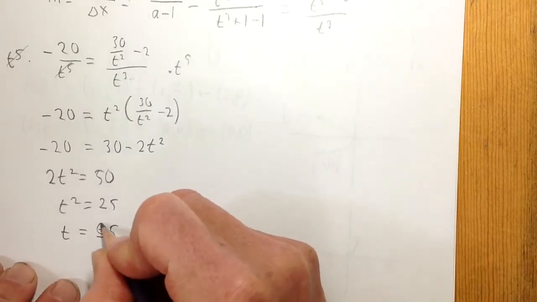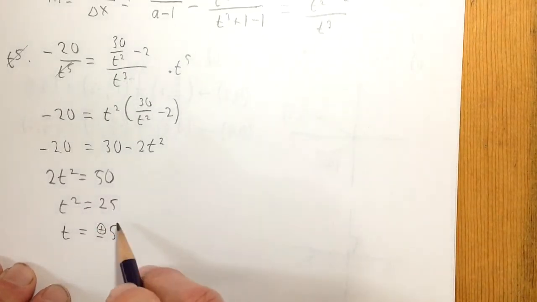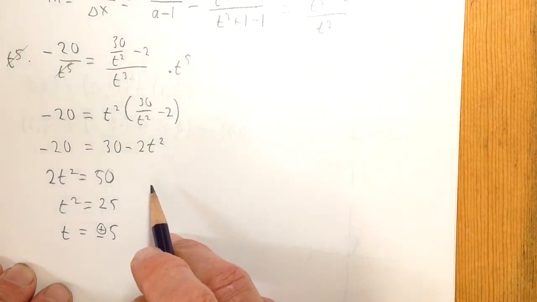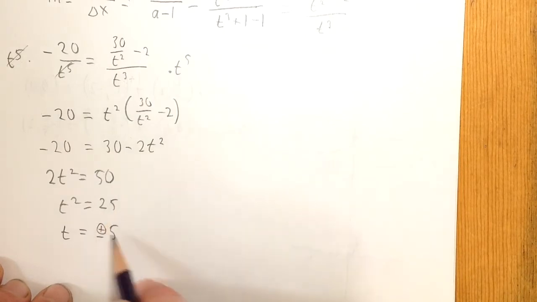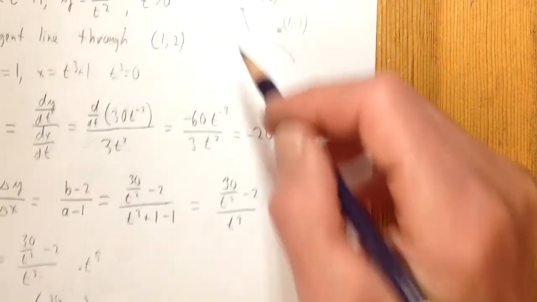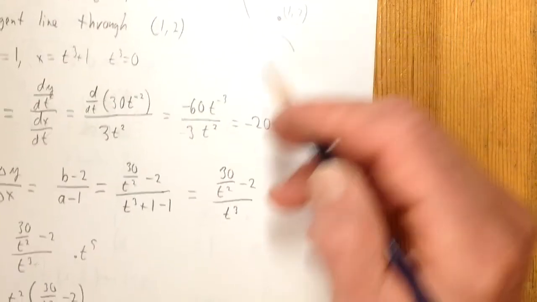So t has to be equal to plus 5. So at 5 seconds, they have the same slope. Okay, so now we're practically done. So what is x at t equals 5? What is y at t equals 5? That's then the coordinate of this point here, a and b, right?